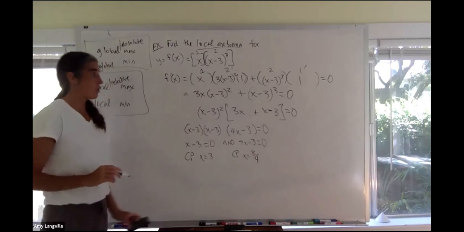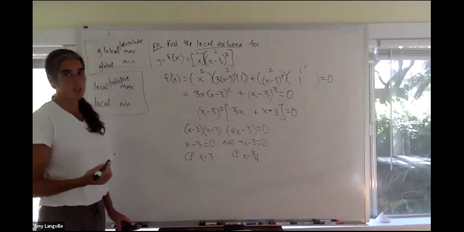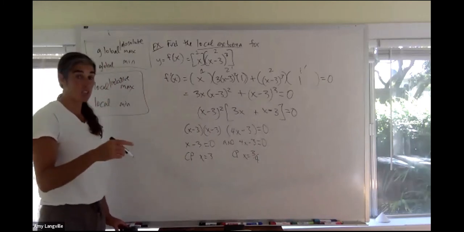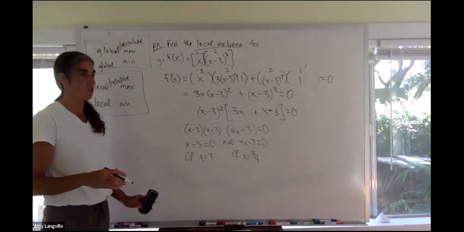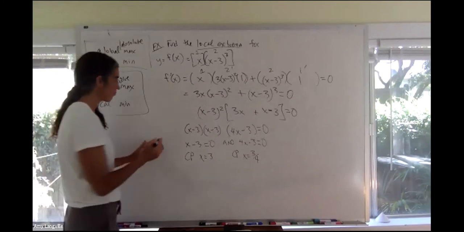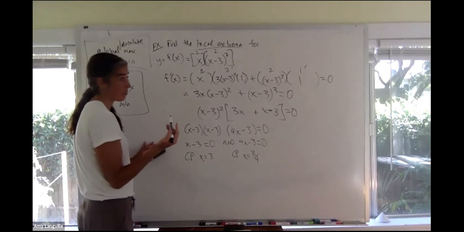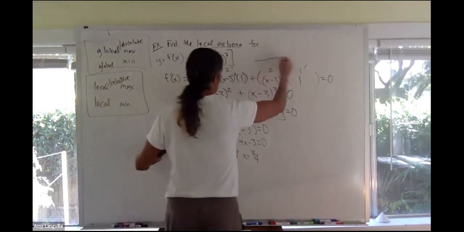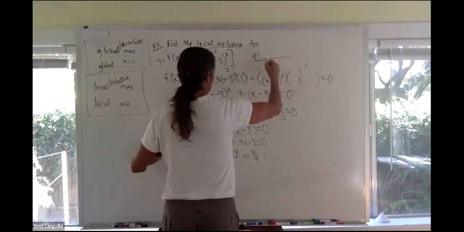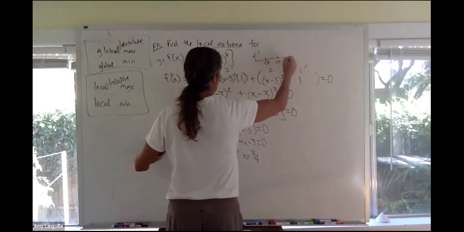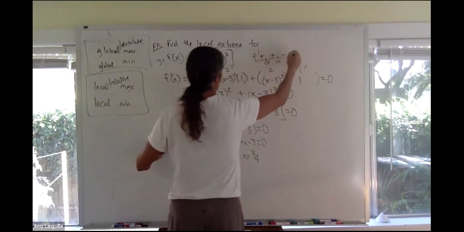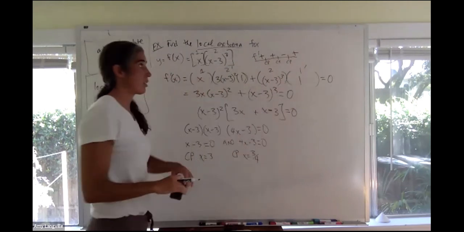So now we have 2 CPs to put on our f prime line, and then we'll just check for sign changes. Whenever we have a sign change, we have a local extrema. Don't always have to have a sign change. Remember, we've seen some f primes that look like this. We had a couple CPs. If I had plus, plus, minus, plus, you should be able to look at this and interpret.